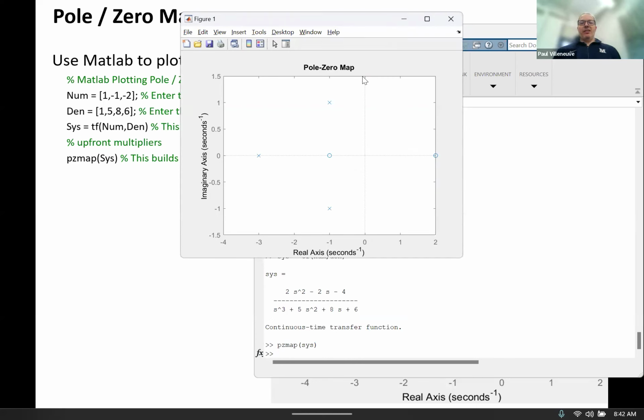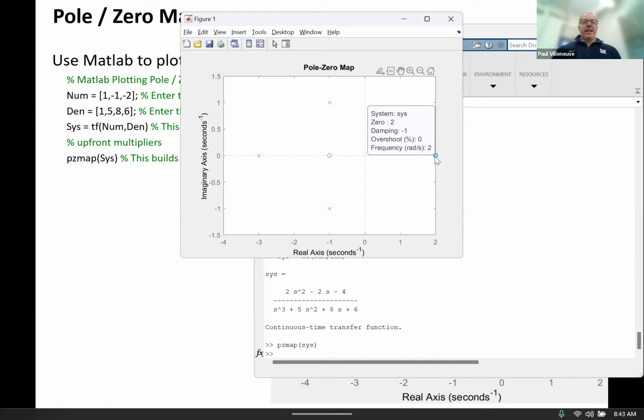So you can see this is the j omega axis, the dashed line here. This is the sigma axis or the real axis. And it shows I've got my complex poles here and my real pole here. It also shows the zeros. I have a zero here and I have a zero there.